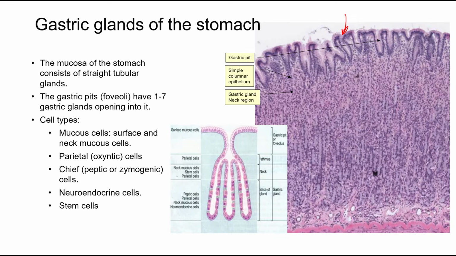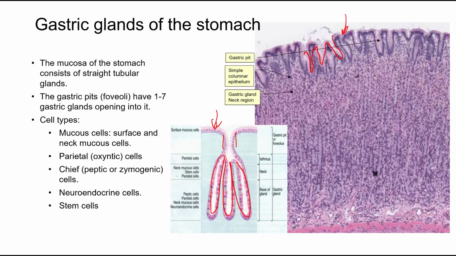These cells are simple columnar epithelial cells. They are mucus cells, and they have a lot of mucus inside them. As you can see, the cytoplasm is pale because there is a lot of mucus, and the surface is forming these pits, gastric pits, and into the gastric pits, if you look at this diagram here, open these tubular glands.